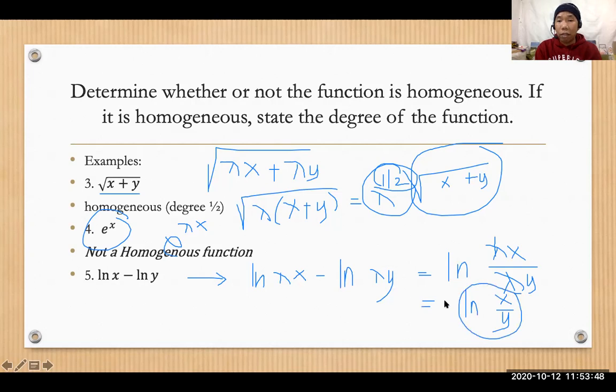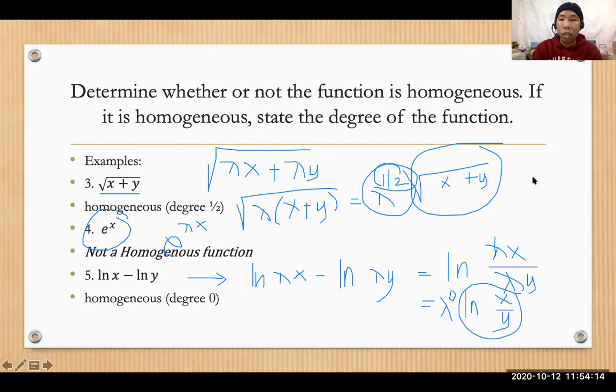So what's the degree of the function? You have lambda raised to 0, since the lambda cancelled. So it's lambda raised to 0, which is equal to 1. Then this is actually a homogeneous function of degree 0. Again, it's not limited to whole numbers. It could be an integer, a negative number, or a negative fraction.